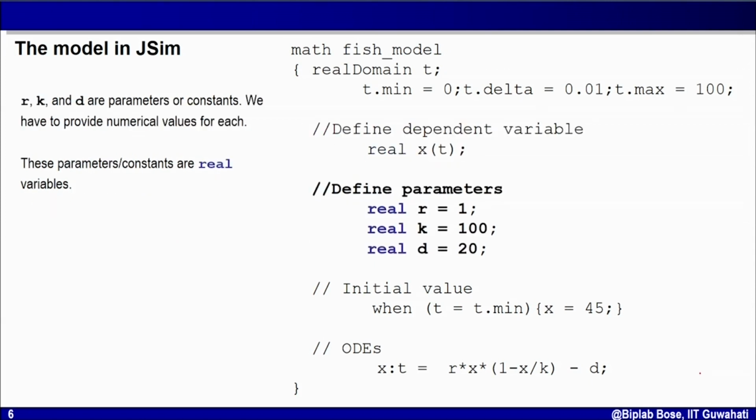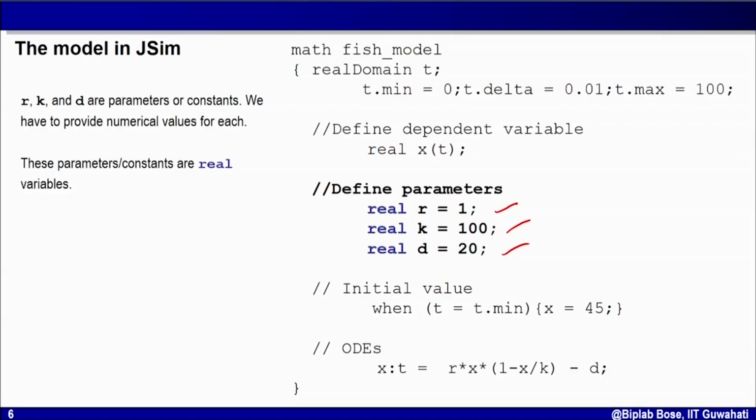Let's look into the other part. We have defined the dependent variable and independent variable. Now we have to define the parameters, the constants. Remember, our model has 3 constants or 3 parameters, r, k and d. Here I have defined r equal to 1, k equal to 100, d equal to 20. You can choose any other value depending on your purpose. And in fact, during the simulation also, you can change the values. Now these parameters are real valued. That's why the term real is written in front of them.